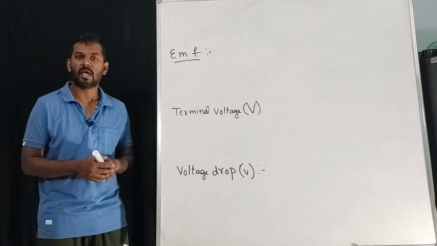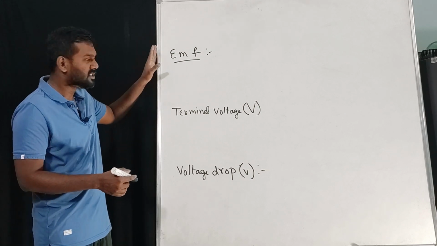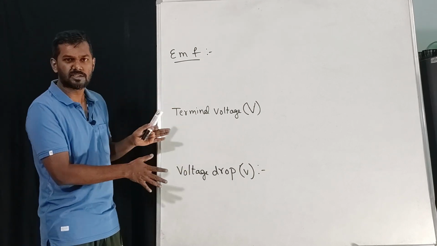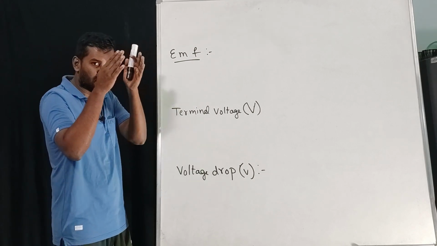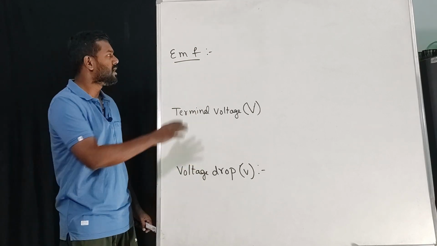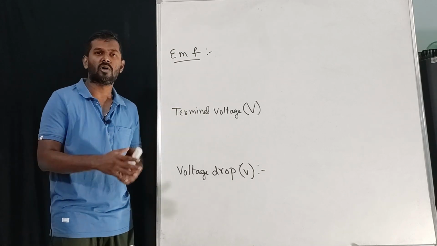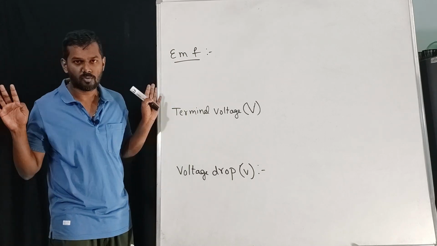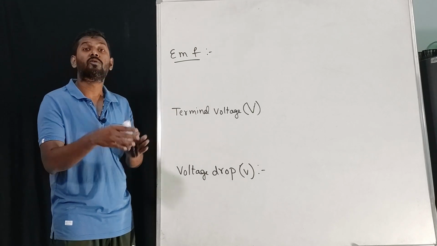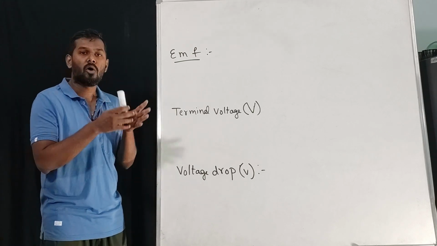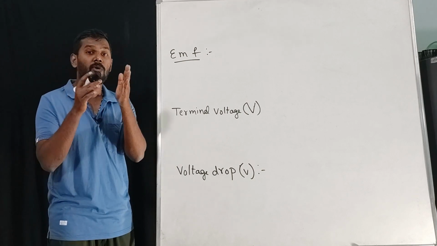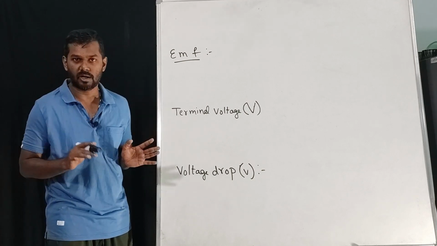So without wasting any time, we'll start with our definitions of EMF, terminal voltage and voltage drop. In this chapter, current electricity part B, it is very important to understand the difference between all the three, because based on these three only we are going to solve many numericals. In part B, we have around 31 numericals. All the 31 numericals are completely different from one another and everything is very important.